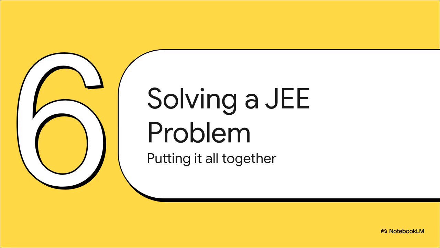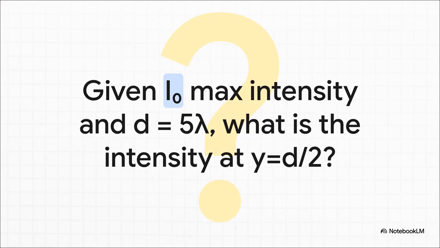So let's walk through a typical JEE level question, step by step, and see how all of these ideas come together in practice. So here's our problem. We're told the maximum possible intensity is I0. The slit separation is 5 times the wavelength, and the screen is 10 times that distance away. The question is, what's the intensity at a specific point on that screen, right in front of one of the slits?